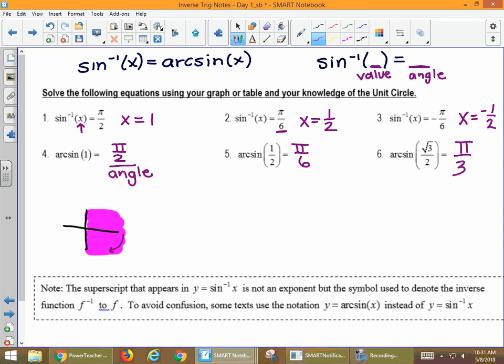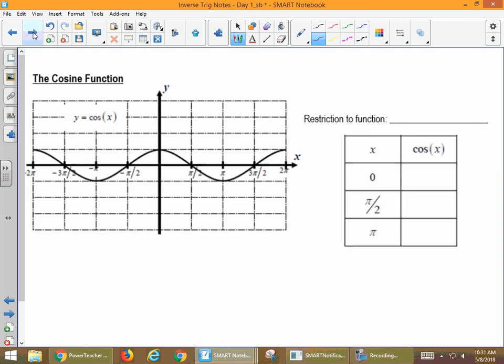All right, let's look at cosine. We can't restrict cosine the same way, because if we looked at cosine from negative pi over 2 to pi over 2, it doesn't pass the horizontal line test. We can draw a horizontal line and hit it 2 places. So this is why cosine is different. Cosine, we're going to restrict between 0 and pi.